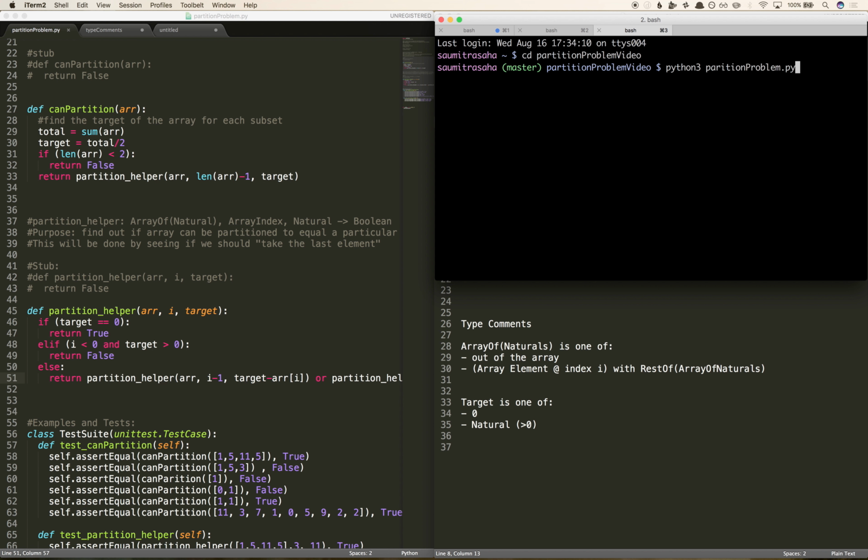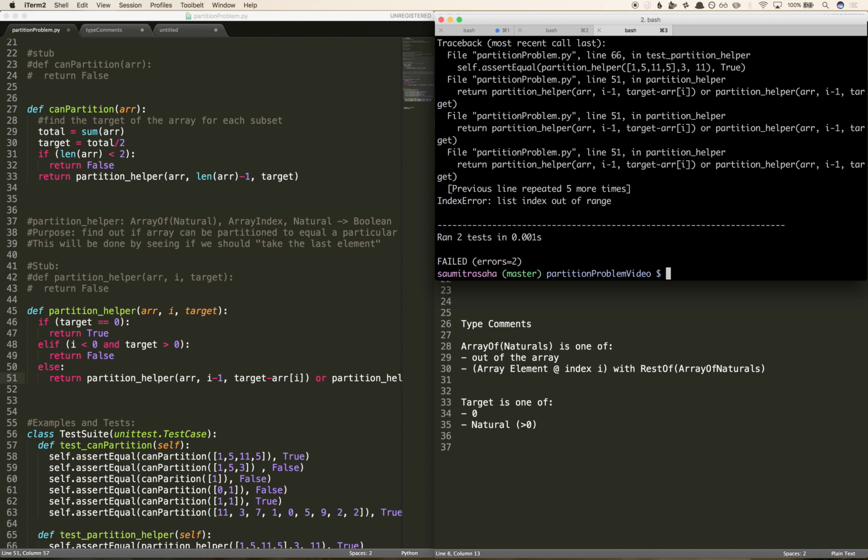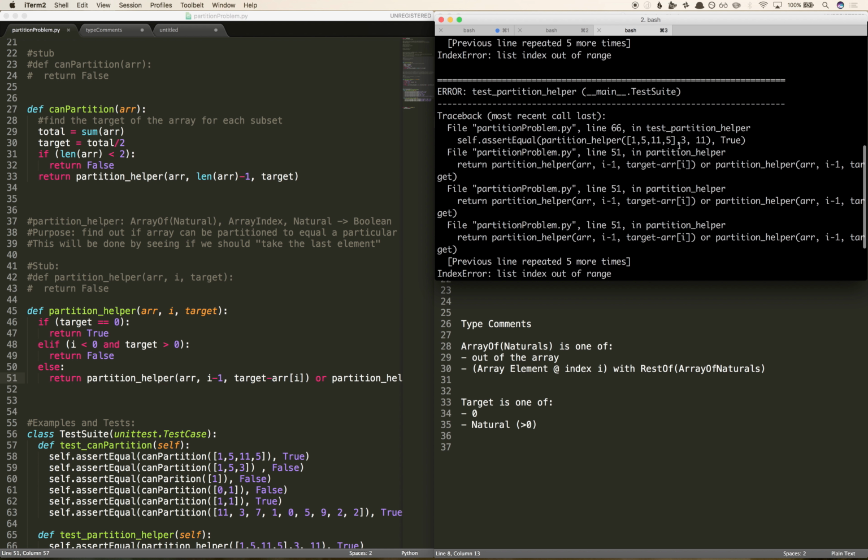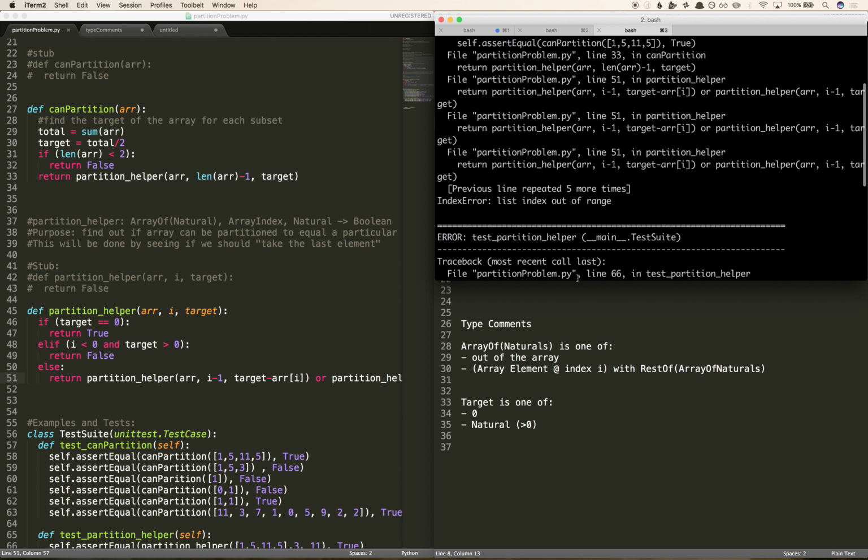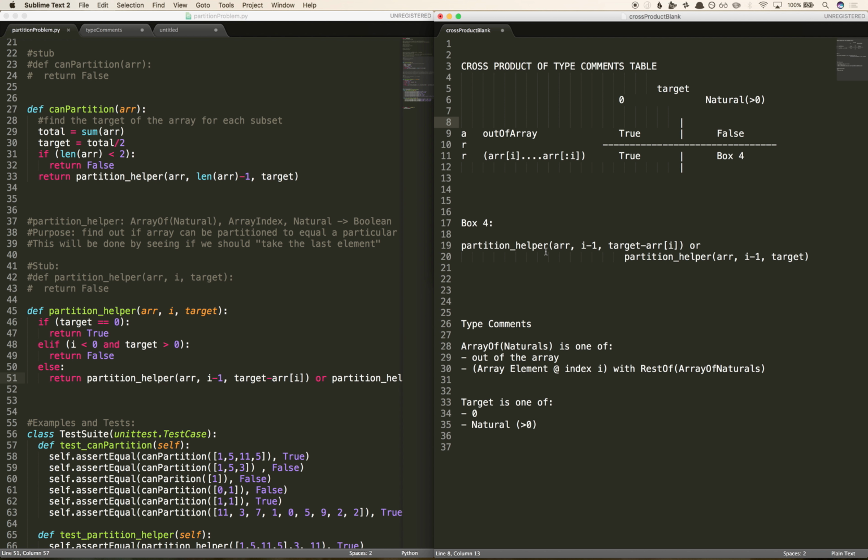So let's run our test. Well, I need to learn how to spell partition problem, Python 3 partition problem. We're going to run the test. Ooh, and we have failure. Our tests fail. So we did all this analysis, and we got all these cases, and we had this map, and our map was supposed to tell us what to do, and it's sort of failing. So what's going on here?